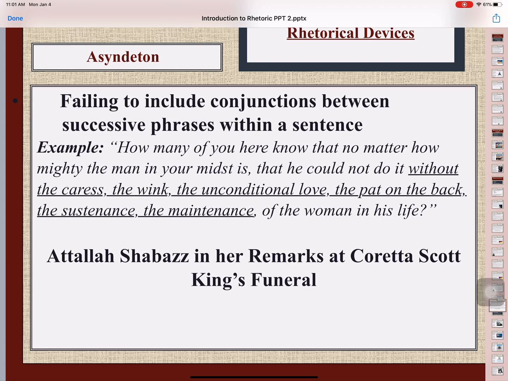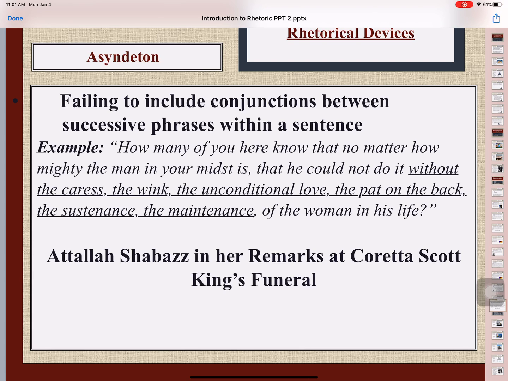All right, here's another example from Attallah Shabazz in her remarks at Coretta Scott King's funeral. Purposefully not including conjunctions. To what end? What does it do for us? Let's read it and see.